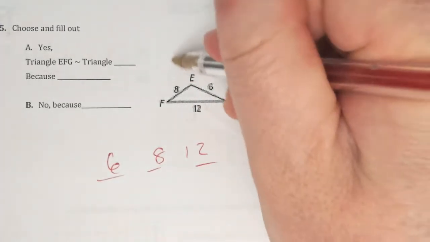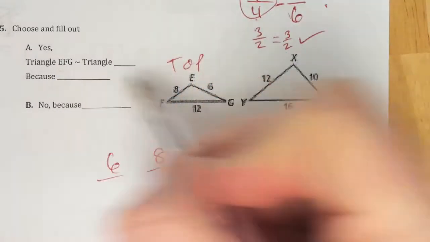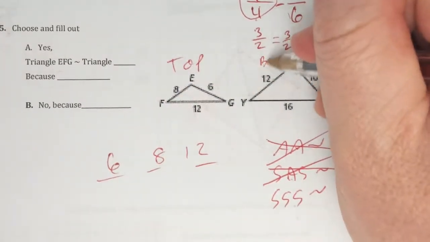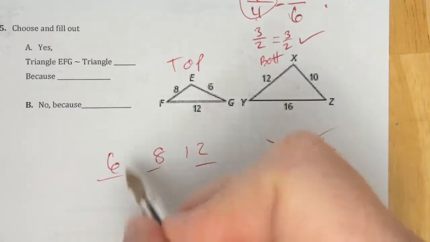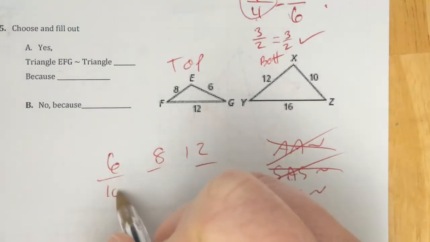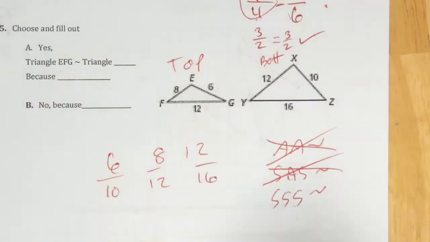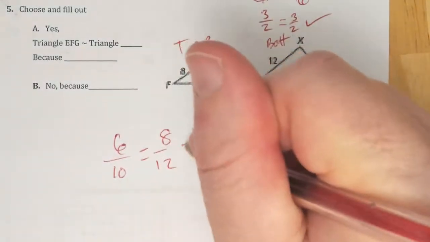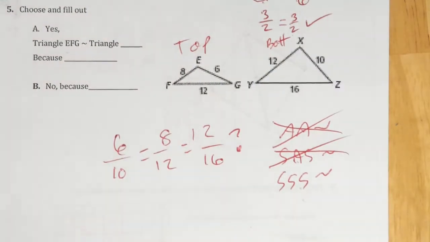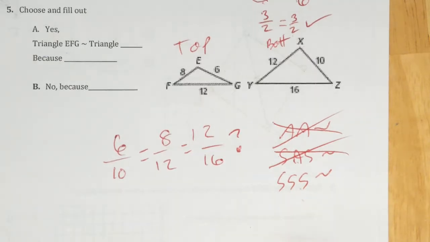That would go on top because EFG is the first thing. And this would be on the bottom. Put those in numeric order: 10, 12, and 16. And then you would just see if those were equal to each other. So you would simplify each fraction, see if they work, yes or no. If the answer is yes, it'd be SSS similarity. If the answer is no, what was broken? Was it the angles that were broken or was it the sides that were broken? All right, so that was number 17.